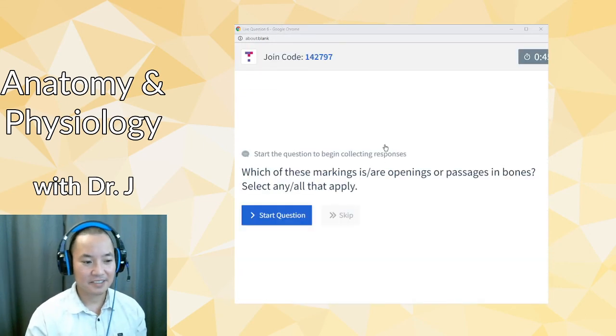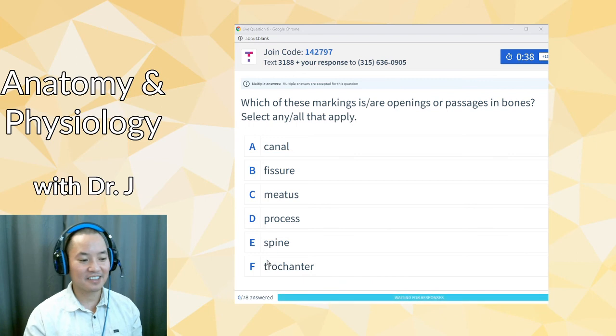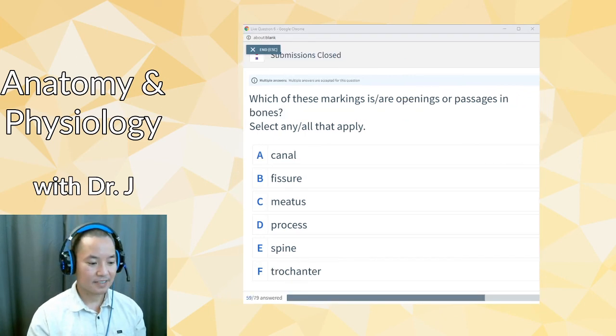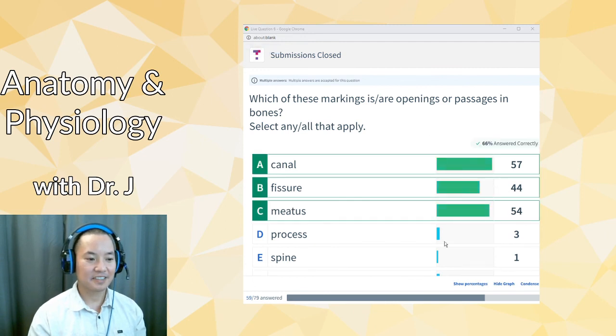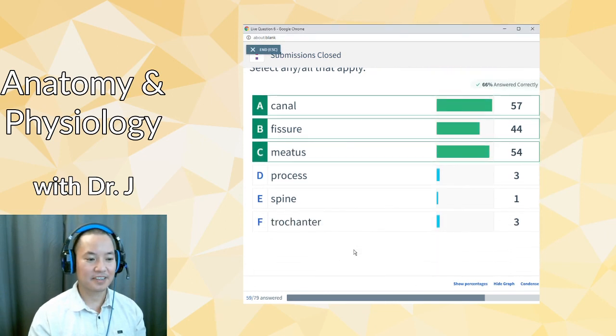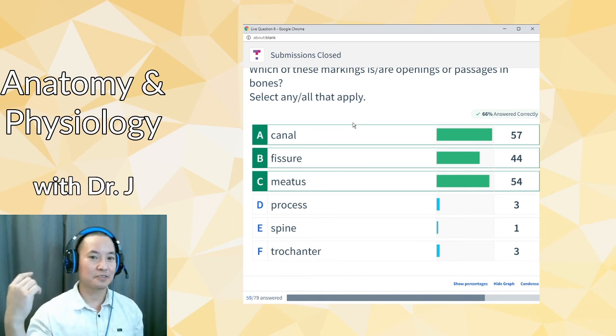Okay, next question. Which of these markings are openings or passages in bones? There might be one, there might be multiple. Select all that apply. Let's see how everyone did. These are the responses, and let's see which ones are correct. The first three answers are correct. A canal is a passageway, just like the canals of Venice. A fissure, compared to a sulcus, is the deeper one that's also wider, so it is some sort of opening and passage. A meatus, another passage, like your external acoustic meatus.